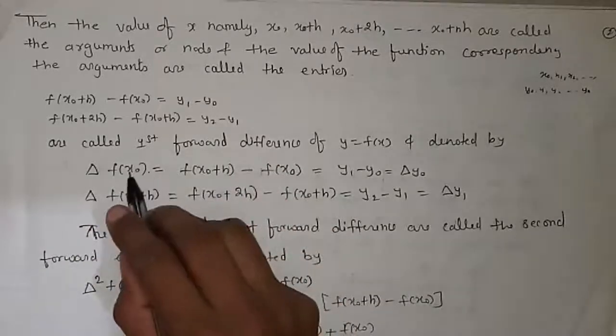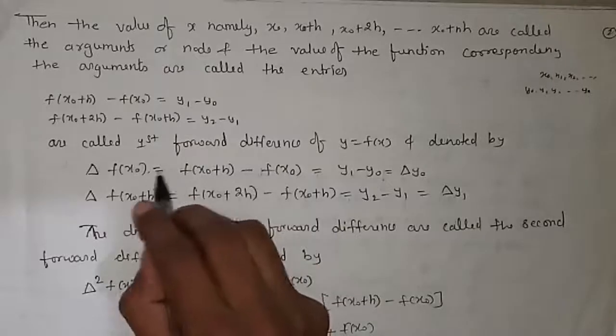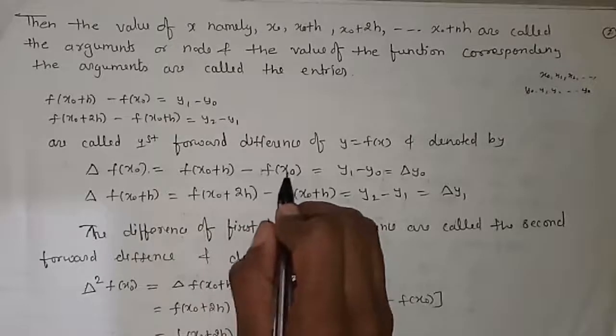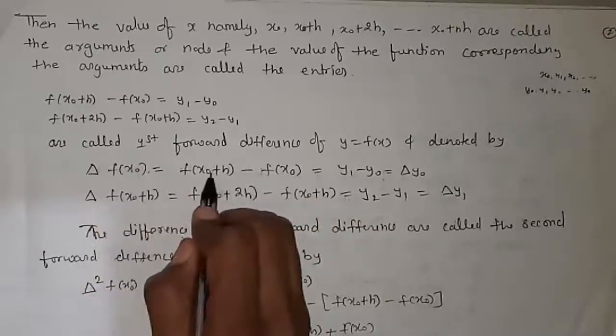So after f of x naught, the next value is f of x naught plus h. So obviously I will subtract f of x naught plus h minus f of x naught. That means I have to subtract this one from the next value. So next is x naught plus h.